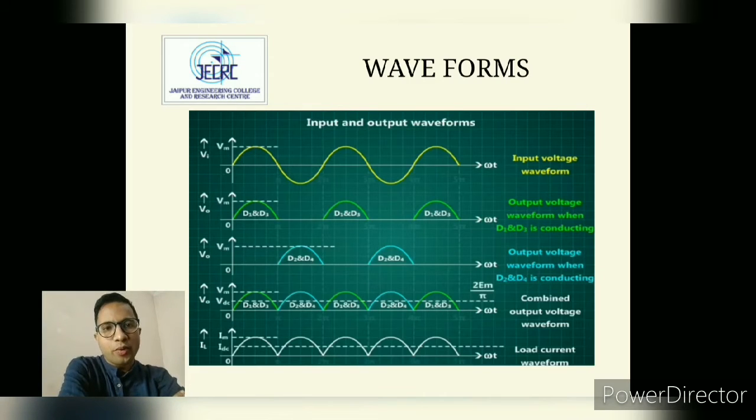These are the waveforms of the bridge rectifier. In the first waveform, we see the input voltage waveform and it is sinusoidal. In the second waveform, we see the output voltage waveform when D1 and D3 are conducting. In the third waveform, we observe the output voltage waveform when D2 and D4 are conducting. In the fourth waveform, we observe the combined output voltage waveform. And finally, we see the load current waveform.